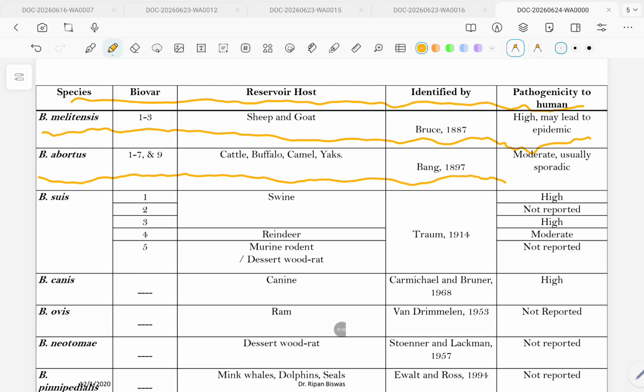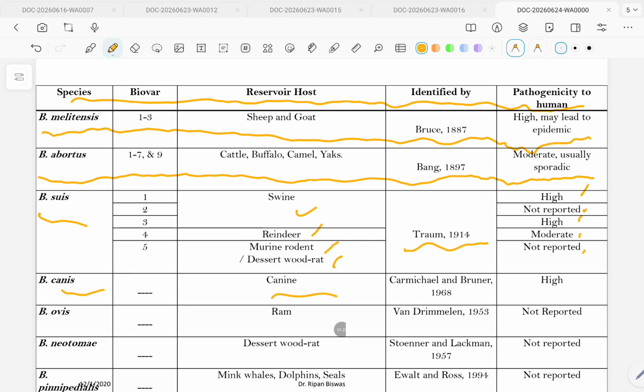Bang, 1897, moderate, usually sporadic. Brucella suis, swine, reindeer, murine rodent, desert wood rat. Traum, 1914, high, non-reported, high, moderate, non-reported.